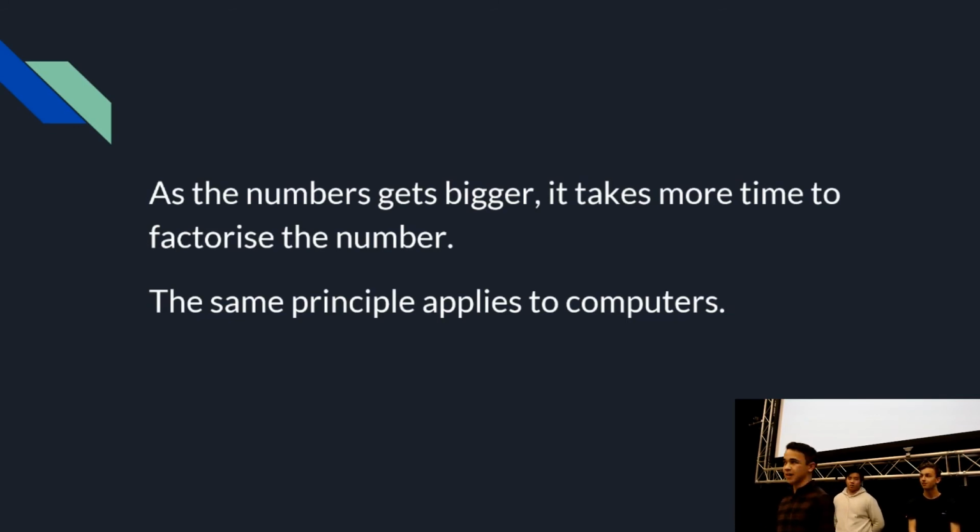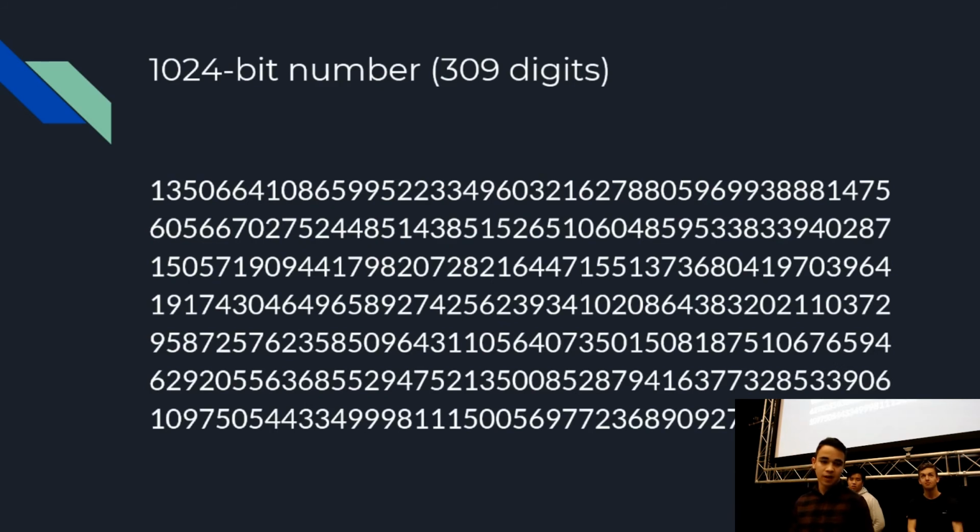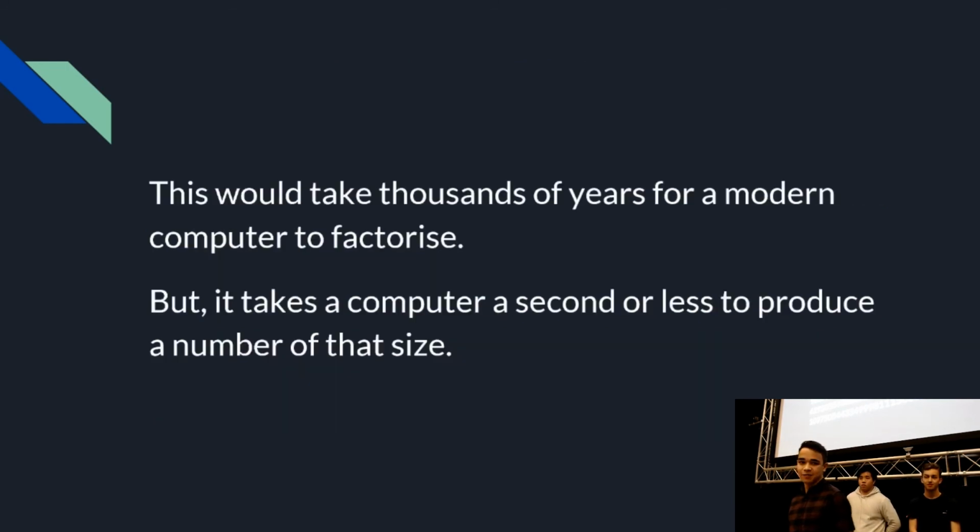And the same principle applies to computers. So here is a 1024-bit number. It's pretty big, 309 digits. And for computers, this is a nightmare, as it can take thousands of years to factorize. But it takes a computer a second or less to produce that number.